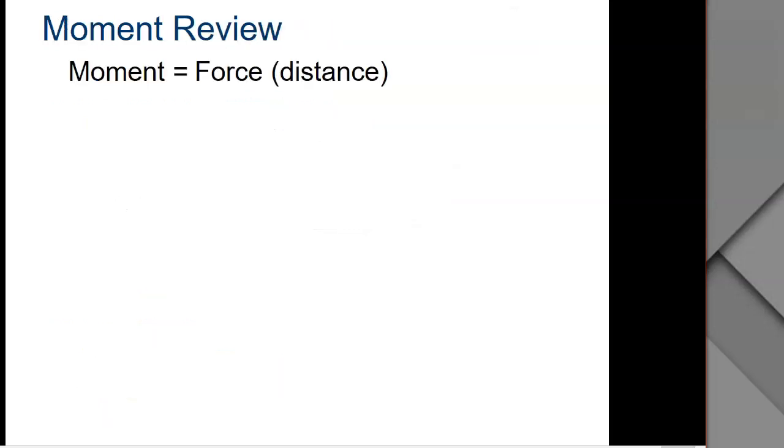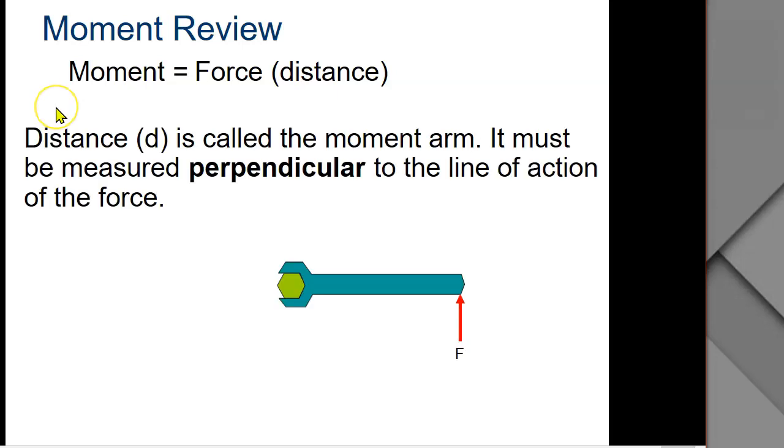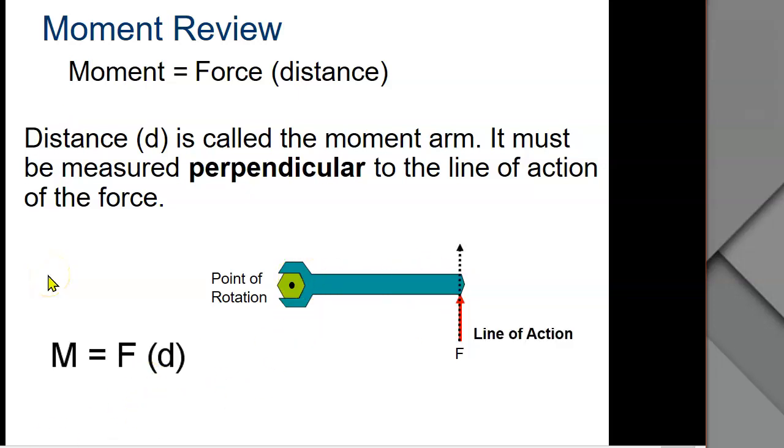We need to recall how to calculate moment. Moment is force times distance, and we're going to presume that the force is applied perpendicular to the distance. So to reduce this, M is equal to F times d. That's the terms. So the distance between the point of rotation and where the force is applied is our distance. The line of action needs to be perpendicular to that line. If it is at an angle, then you have to do some trig.